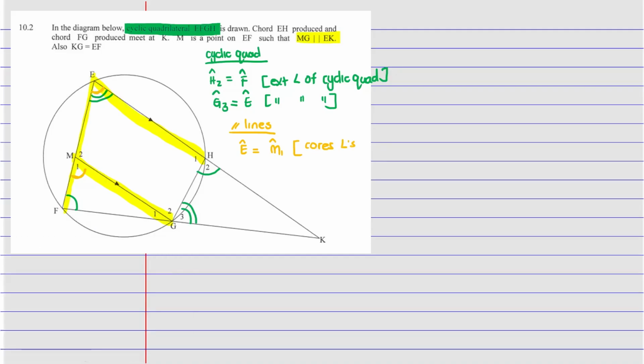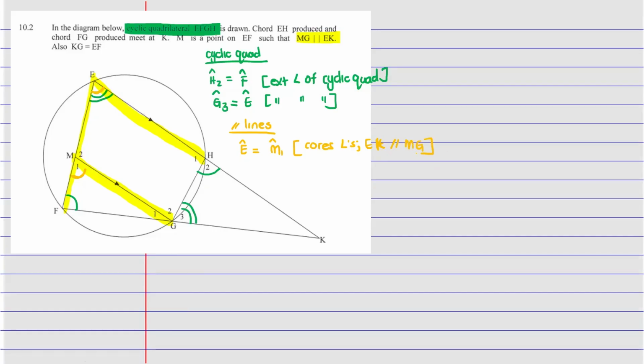Then you're going to put your parallel lines. What are your parallel lines? We know that EH is parallel to EK, sorry. EH or EK doesn't matter. So EK is parallel to MG.